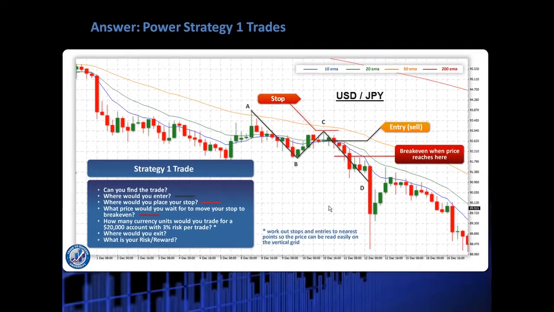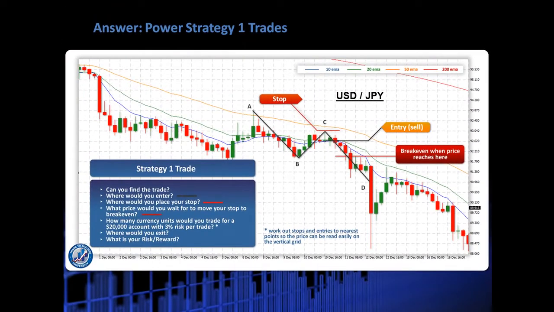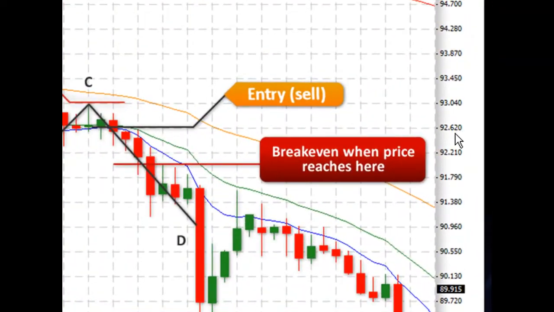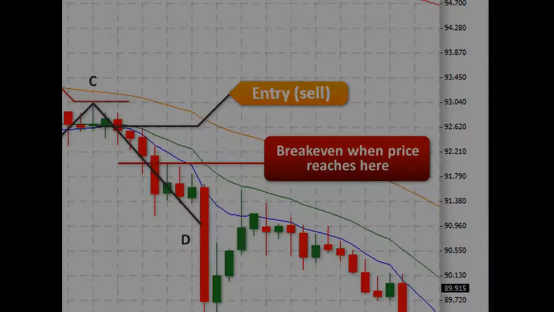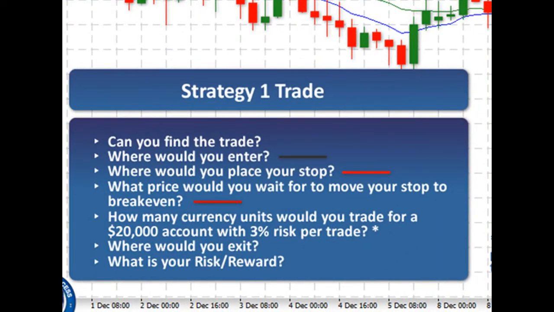Now we know this currency is US dollar against Japanese yen. We know that the entry is 92.62. Remember, with the Japanese yen pairs, we only take the 2 decimal places. With all other pairs, we take 4. And the stop is at 93.04. We know that we've got a $20,000 account in this example, and we know that we want to put on a 3% risk in the trade. So let's use the trade size calculator now.